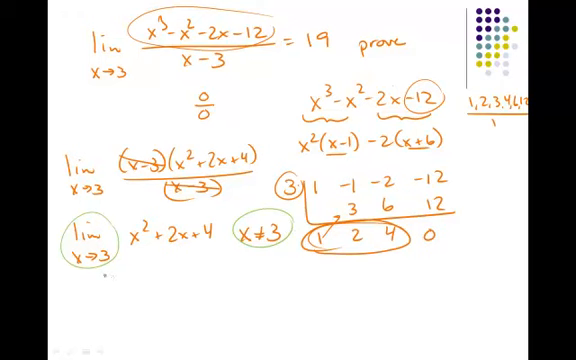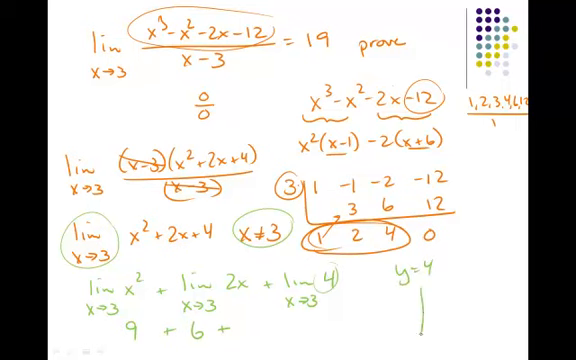Now's where they break it down to use our properties. So they're going to take the limit as x approaches 3 of x squared plus the limit as x approaches 3 of 2x plus the limit as x approaches 3 of 4. This becomes 9. This becomes 6. And what about this one? The limit as x approaches 3 of 4. Remember, this is a function description. This is y equals 4. Therefore, it's a horizontal line.